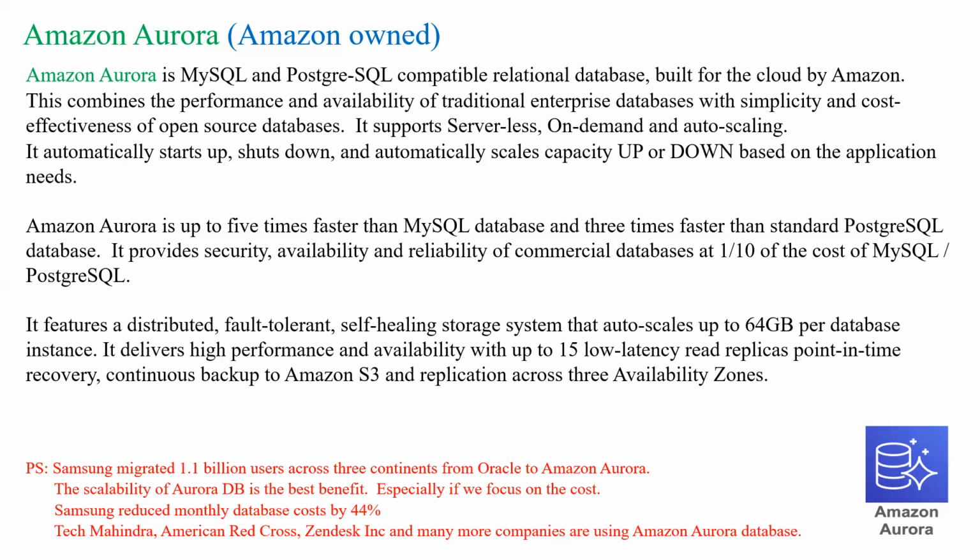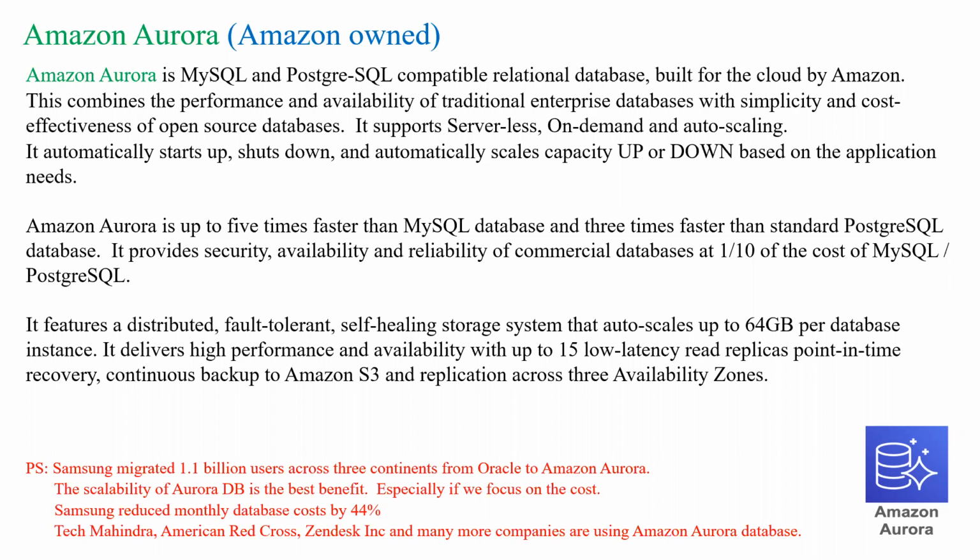So this combines the performance and availability of traditional enterprise databases with the simplicity and cost effectiveness of open source databases. Amazon Aurora supports serverless, on-demand, and auto-scaling. What do you mean by serverless?